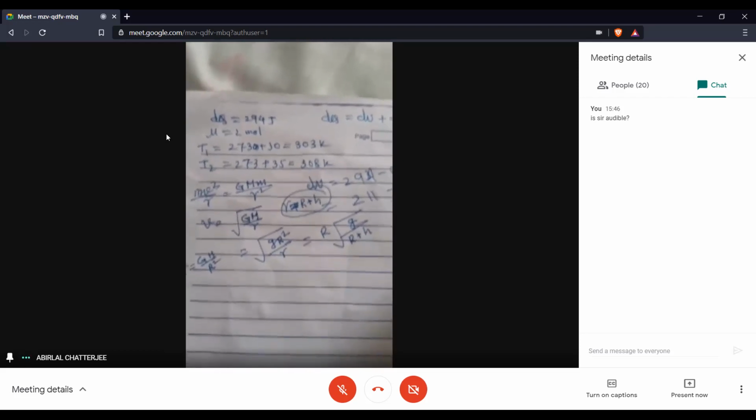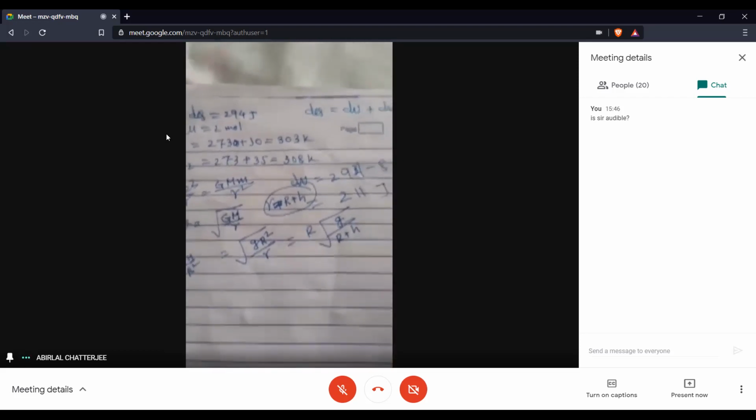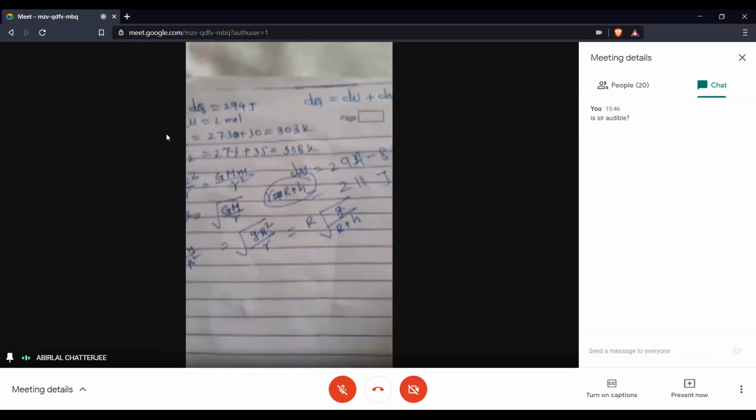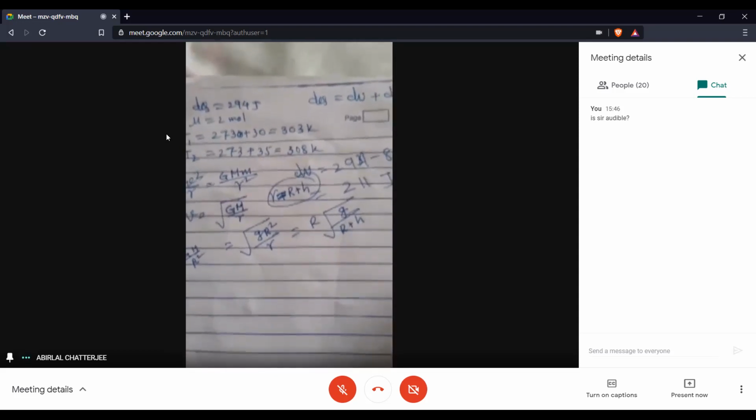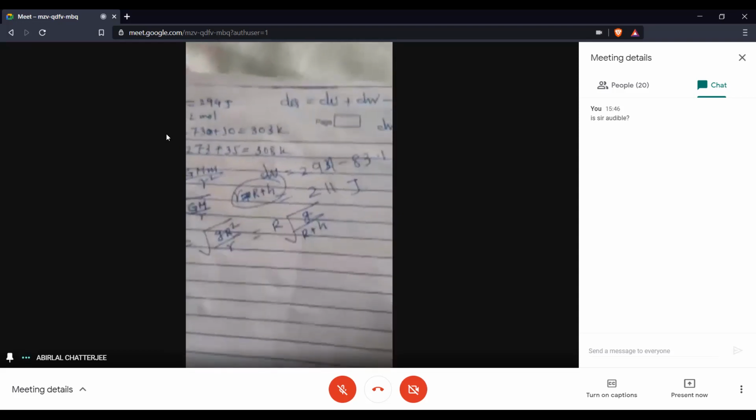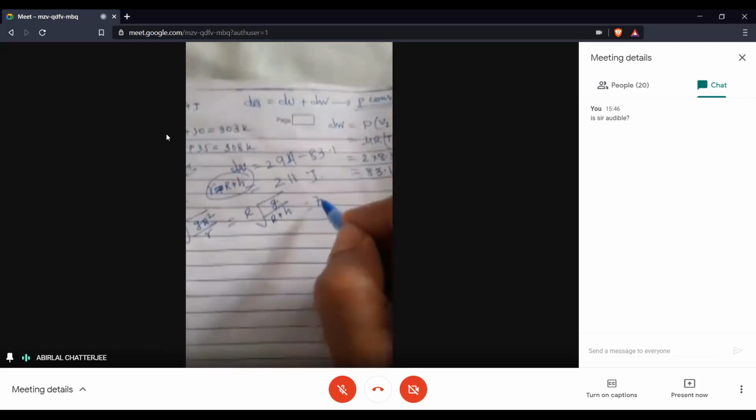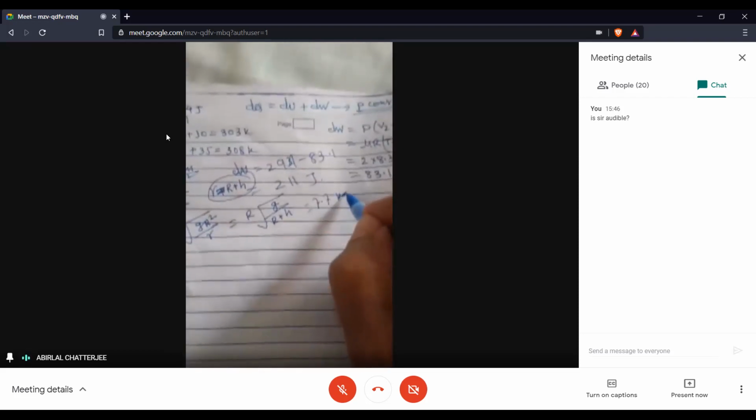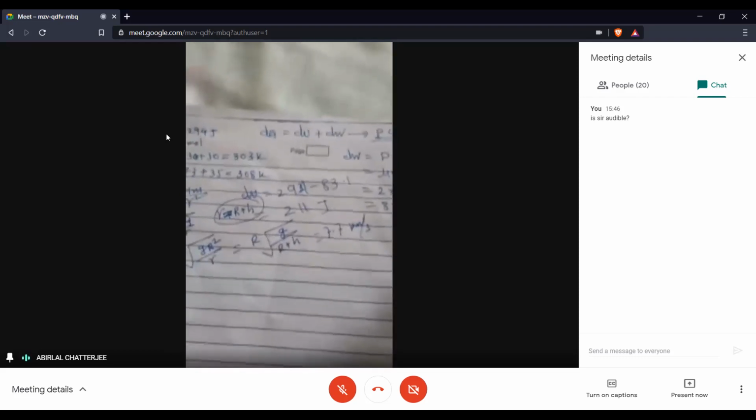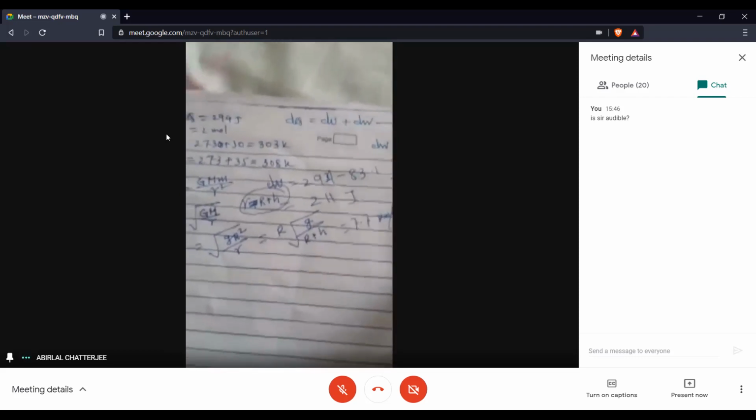Got it? The answer is coming out, sir. 7.7 kilometer per second. So 7.7 you will get it in kilometer per second. Understood the theory? You have to be thorough with that.